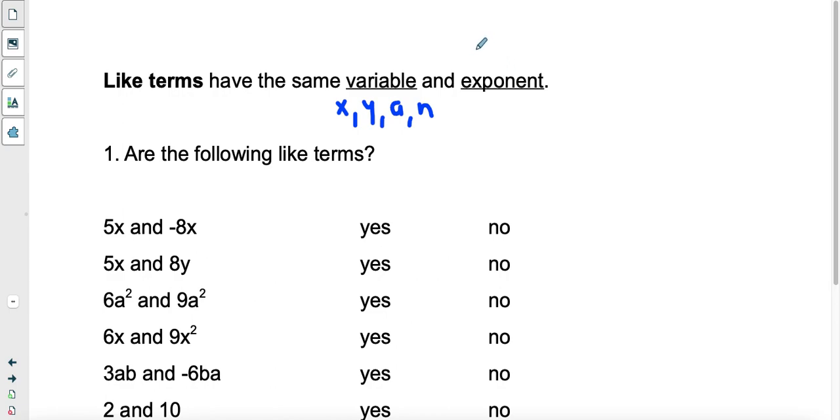So say I had something like x squared or y cubed. The exponent here for x squared would be 2, right? Because that's what's at the top here. And for y cubed, the exponent here would be 3.